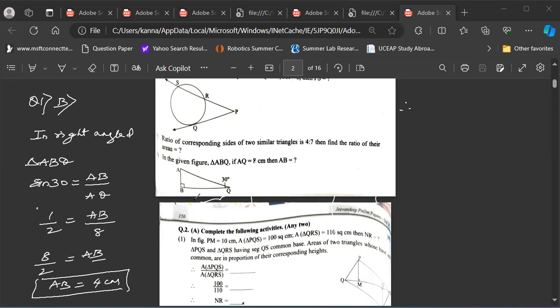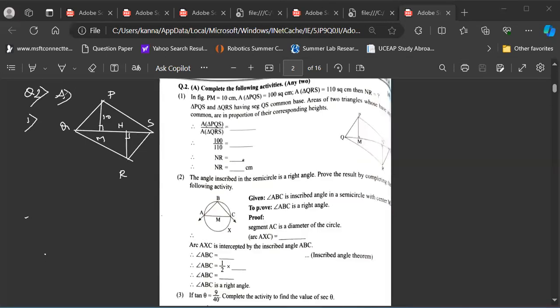Now we start with question number 2. Question number 1, A part was 4 marks, in the choose the correct alternative. And the B questions were 1 mark each, children. Very simple questions. Now let's start with question number 2.